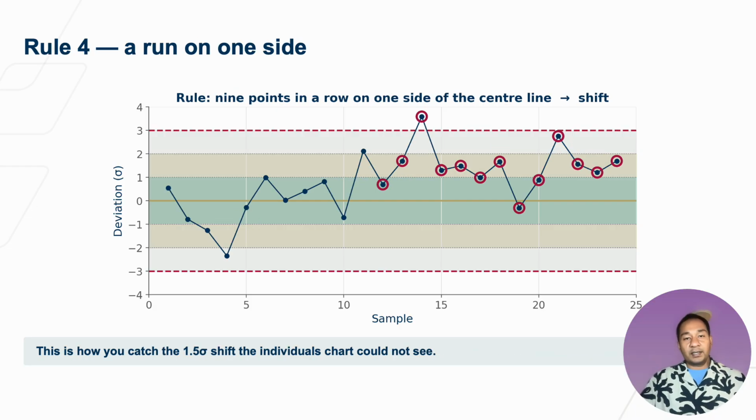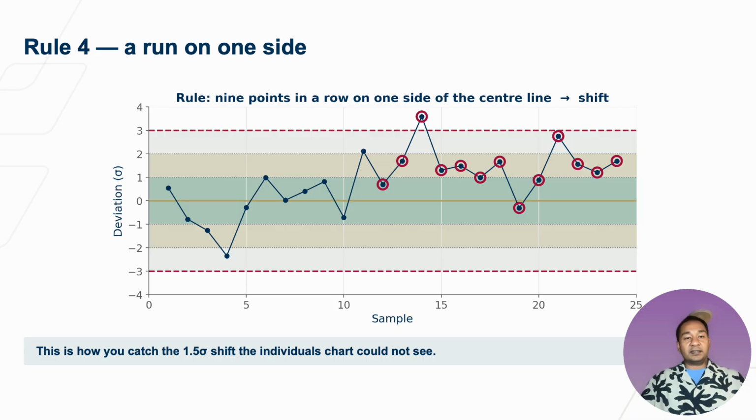Rule 4, 9 points in a row on one side of the center line. This is one that solves the problem we identified earlier. Remember the 1.5 sigma shift that the individual chart could barely see, where 84% of the points stayed inside the limit? Here is the same situation. Rule 1 fires once, rule 4 fires reliably, because after a sustained shift, almost every point lands on the same side of the line. So rules 1 and 4 are complementary in a specific and useful way.